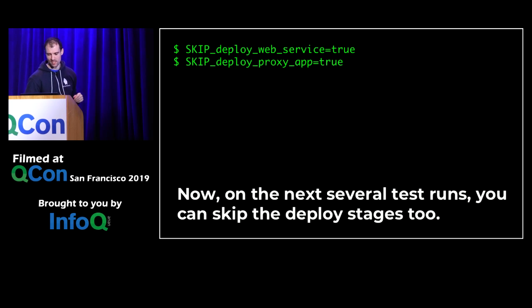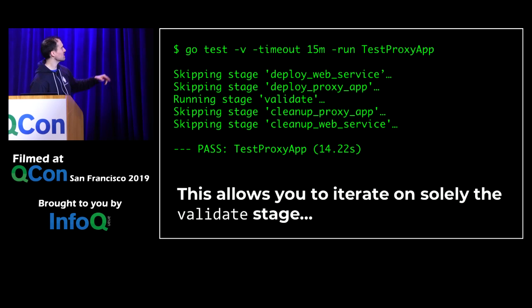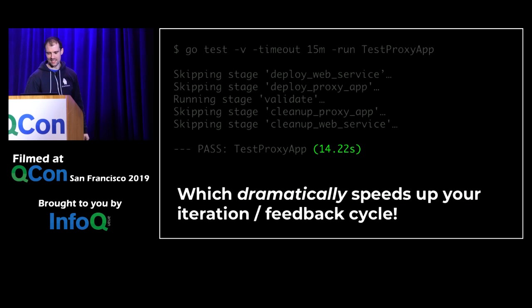You can skip the deployment steps as well. And so the next time you run the test, it's just going to run the validate step over and over again. And that takes seconds rather than minutes. So this allows you to iterate locally much, much faster.